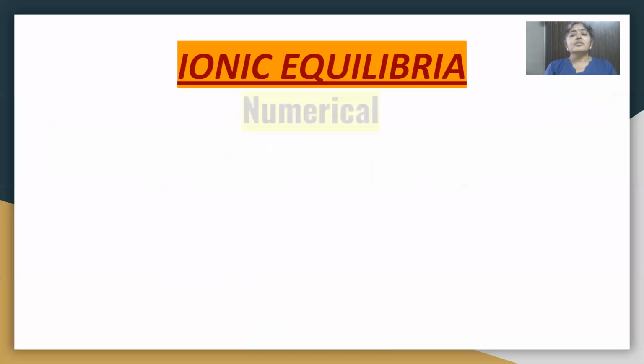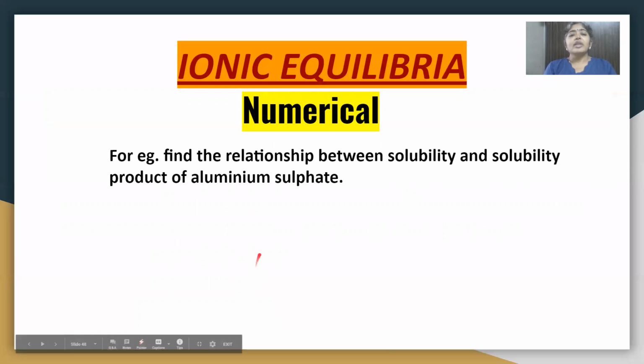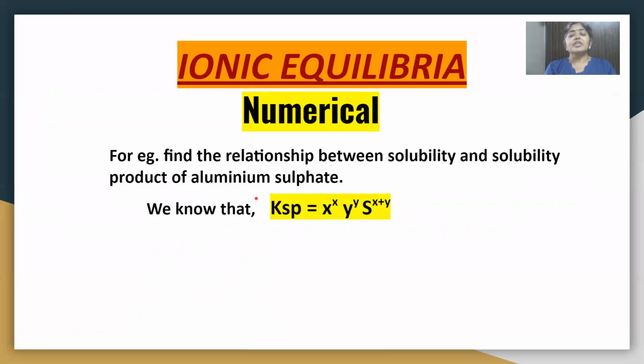All right. Let us take up one simple numerical to understand its application. For example, suppose we have to find the relationship between the solubility and solubility product of aluminium sulfate. First of all, let us write down the formula. Ksp is equal to x^x into y^y into S^(x+y). Here we should know what x and y are. Then we can find the relation between the solubility product Ksp and the solubility S.